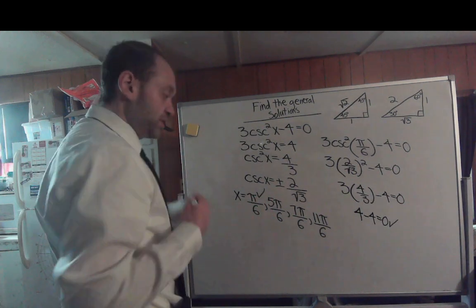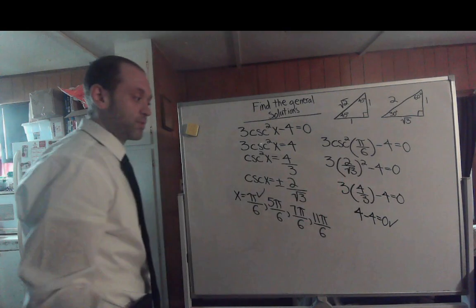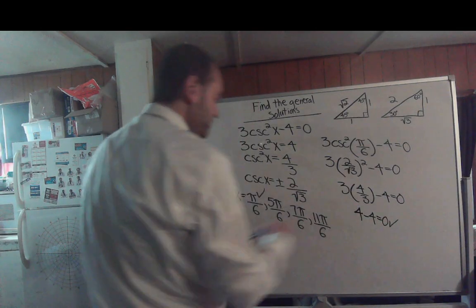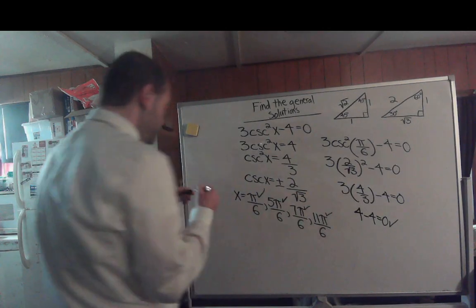And in fact, all these are going to check out because even if you have a negative 2 over the square root of 3, once you square it, it'll become positive. You'll end up with the same thing. So every last one of these check out.